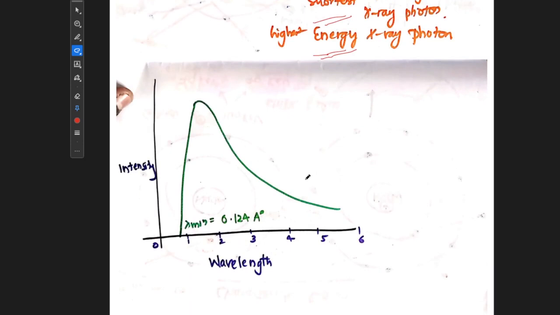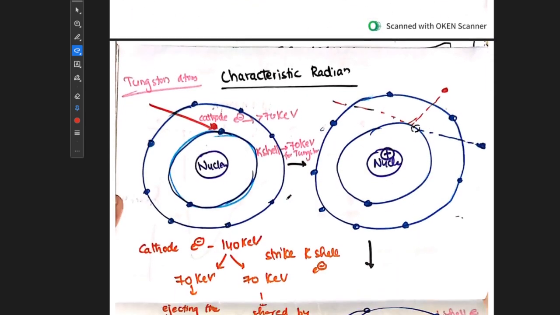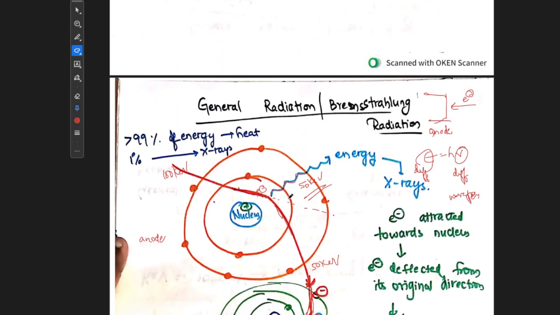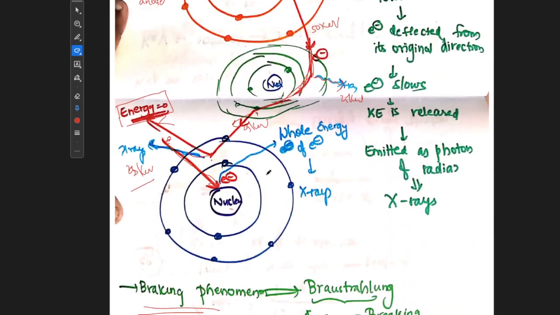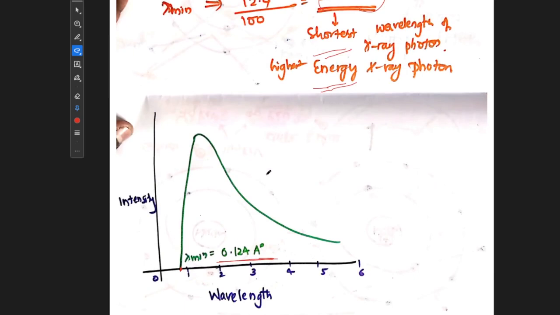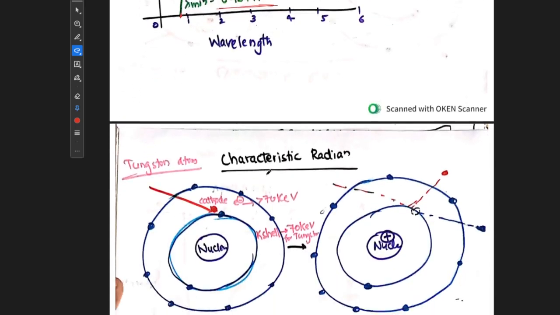If we plot a graph of intensity against wavelength, the minimum wavelength produced by Bremsstrahlung radiation is 0.124 angstroms, but there is a range of wavelengths of X-rays produced. To summarize Bremsstrahlung radiation: when an electron travels near the nucleus, it is deflected from its path and energy is released in the form of X-rays, and those X-rays will have different wavelengths, energies, and frequencies. The minimum wavelength of Bremsstrahlung radiation is 0.124 angstroms.